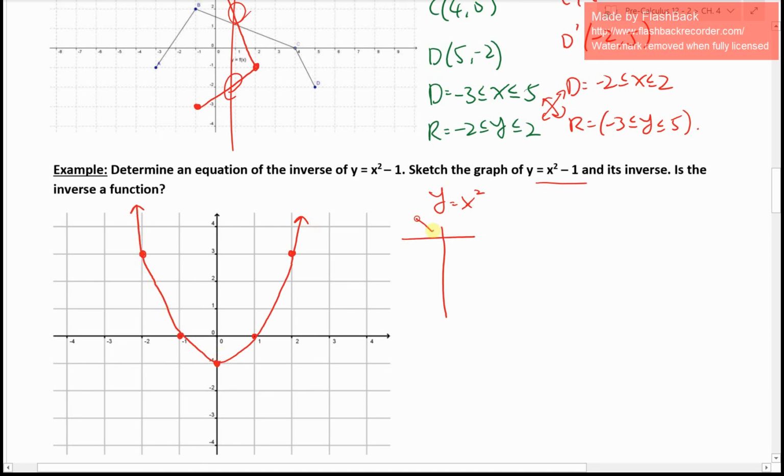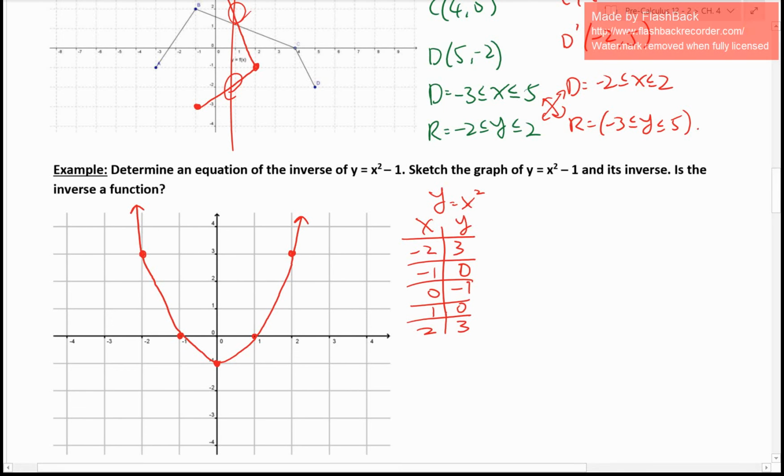Okay, so -2, -1, 0, 1, and 2. You should get 3, 0, -1, 0, and 3. Okay, so that's y equals x squared minus 1.